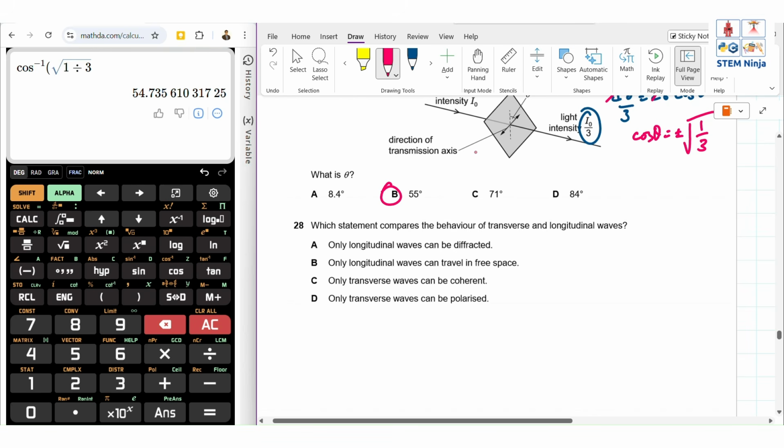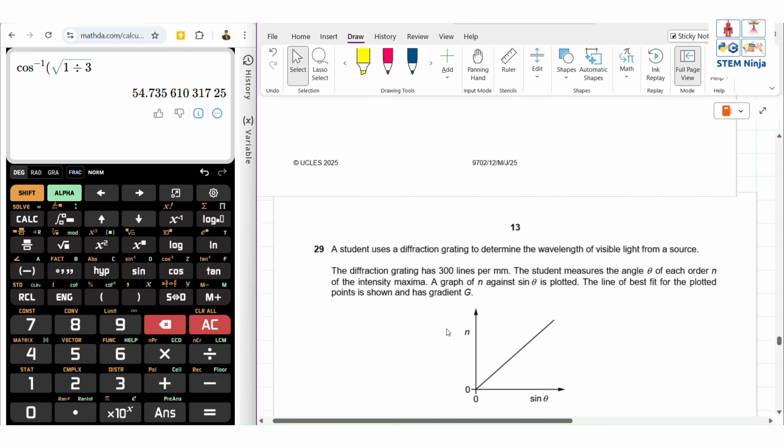Which statement compares the behavior of transverse and longitudinal waves? Only the transverse can be polarized. This is the answer, 28D.